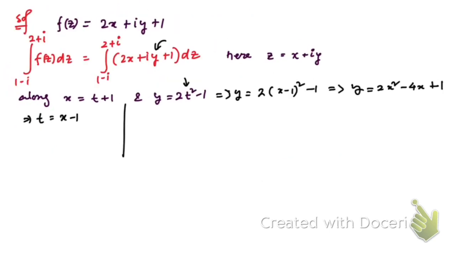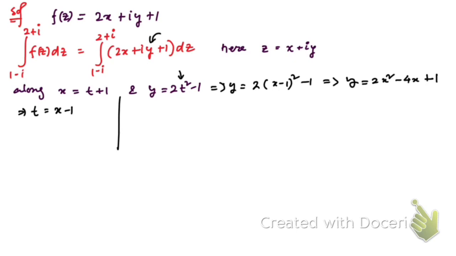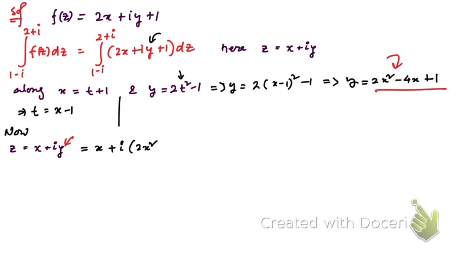So here you can see this is the solution of the problem. So what we have here, we have z is equal to x plus iy. So let me write here x plus iy. Now z is equal to x plus iy, and y can be replaced by this value of y, right? Then what we're going to have is x plus i times (2x squared minus 4x plus 1), right?